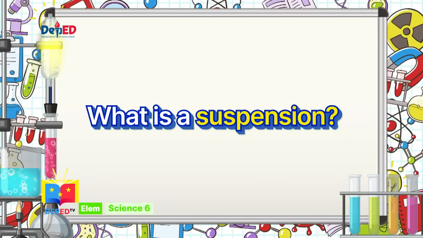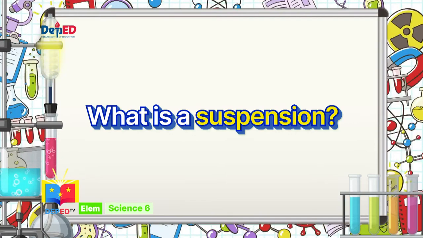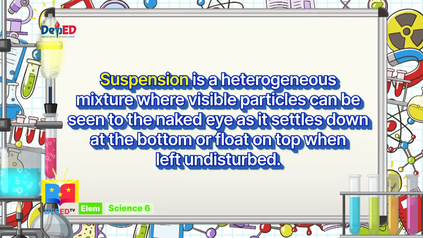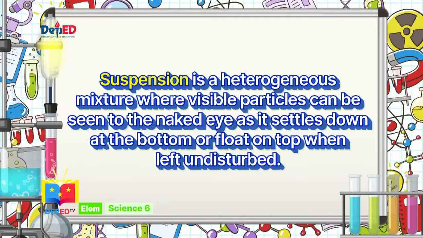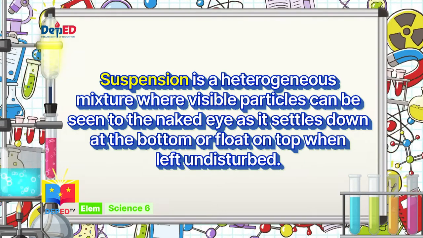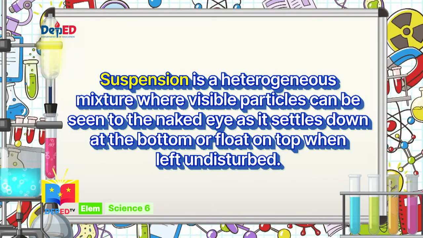Awesome! From the information that I gave about suspension, answer the following questions. Write your answers on your paper. Number 1. What is suspension? Right! Suspension is a heterogeneous mixture where visible particles can be seen to the naked eye as it settles down at the bottom or float on top when left undisturbed.